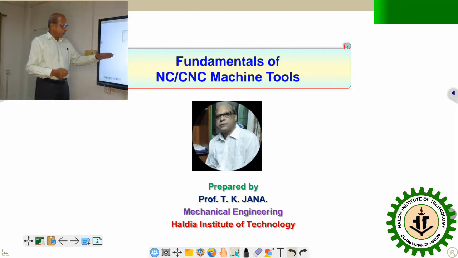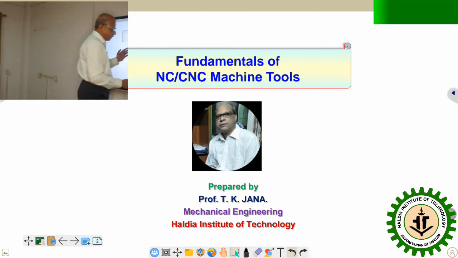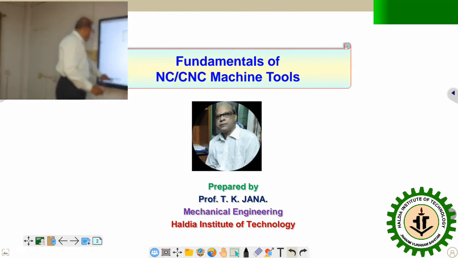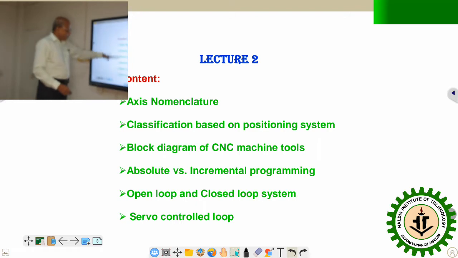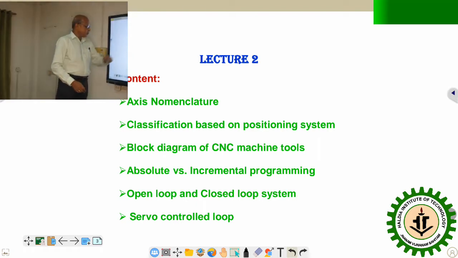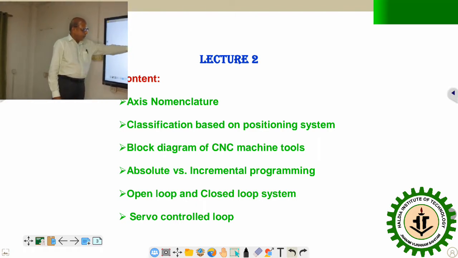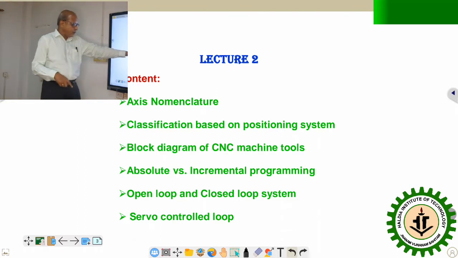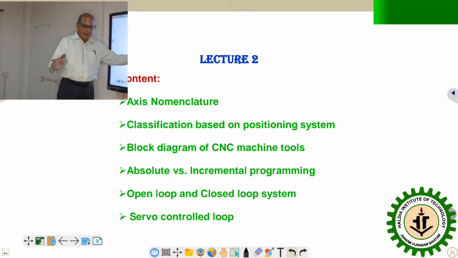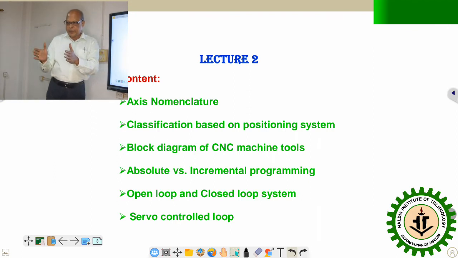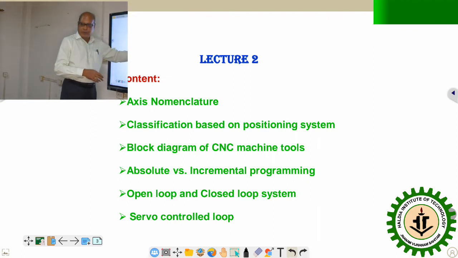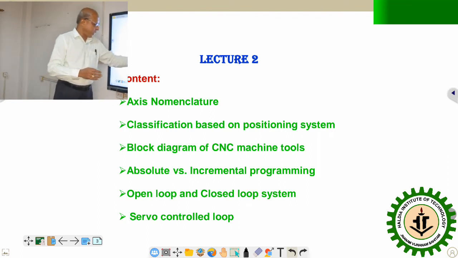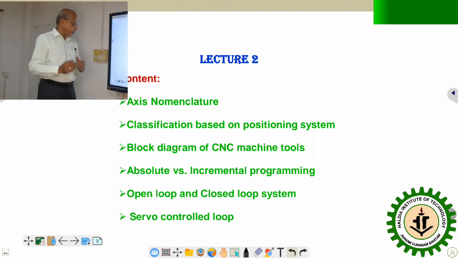Today we will discuss the details of NC and CNC machine tools. Chronologically, we will consider axis nomenclature, classifications based on the positioning system, and the detailed block diagram of the CNC machine tool. Earlier in the first class we discussed the block diagram with three major components, but today the same thing will be explored in a larger perspective, so the details of the entire block diagram of the components will be visible to us.